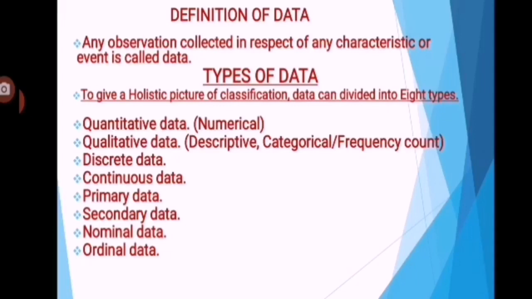Definition of data: any observation collected in respect of any characteristics or event is called data. For research, you would have collection of data from various sources. That particular collection of information is called data. There are various types of data. One is quantitative data, qualitative data, discrete data, continuous data, primary data, secondary data, nominal data, ordinal data. These types of data are given in this slide.